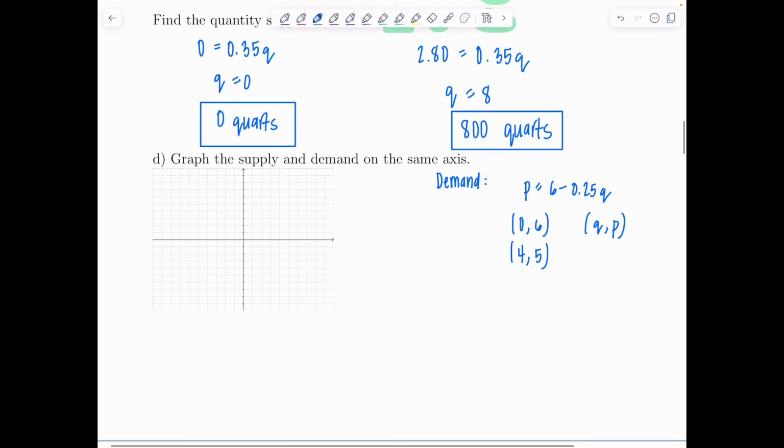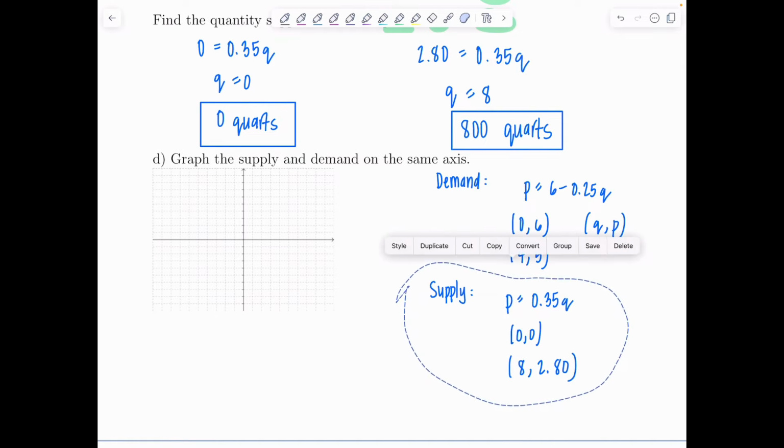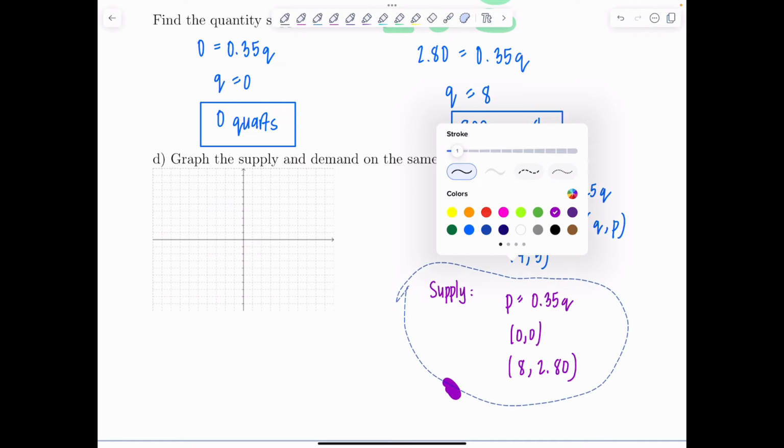And then for supply, let me rewrite the equation. It was P equals 0.35 Q. And then we had 0, 0. And then also we substituted in 2.80 and we got Q was 8. So 8, 2.80. That might be a little tricky to graph. Let me do supply in a different color, just so it's very clear on the graph.